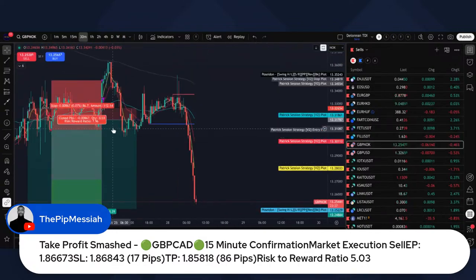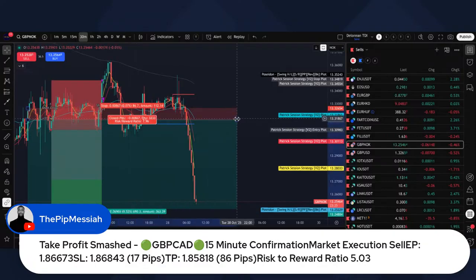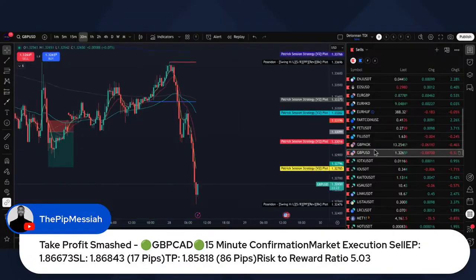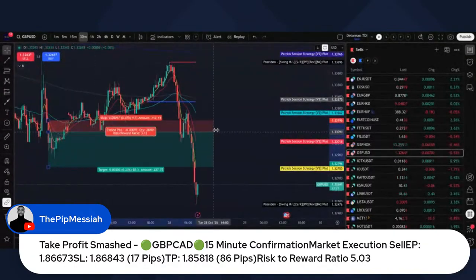And GBP NZD, not quite there. We're close. Great British Pound to US dollar, that did hit for 30 pips. Congratulations to those of you that took the trade.